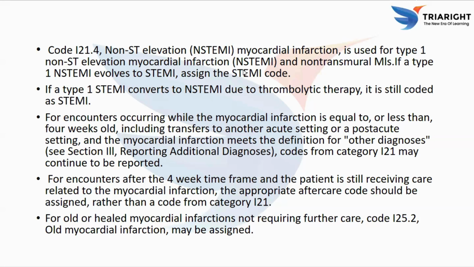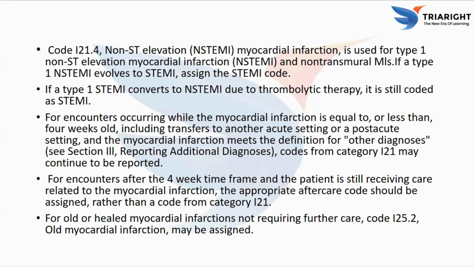Now understanding about I21.4, the NSTEMI. So what does it mean? Code I21.4 is used when a patient has a type 1 NSTEMI, which is a type of heart attack that doesn't show the classic ST elevation on an ECG. It's also used for non-transmural MIs, meaning the heart muscle damage doesn't go all the way through the heart wall. So what to do if this condition changes?